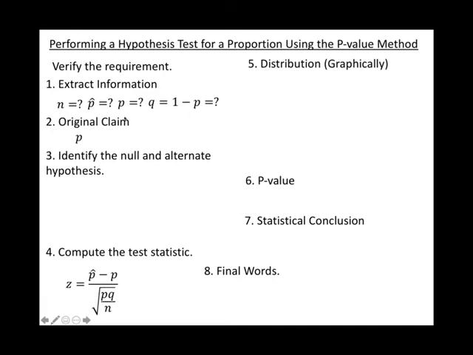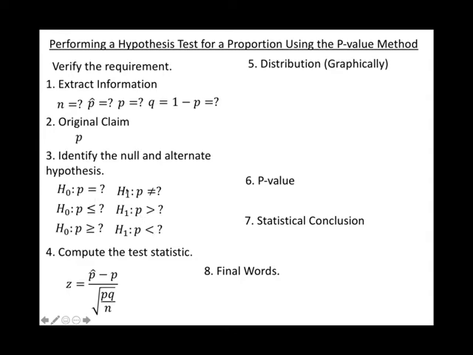You should get all this information from the questions. Now you're going to write down your null and alternate hypothesis. For the null hypothesis, you have a free choice: either equal to, less than or equal to, or greater than or equal to. Then for the alternate hypothesis, you can have not equal to, strictly greater than, or strictly less than.